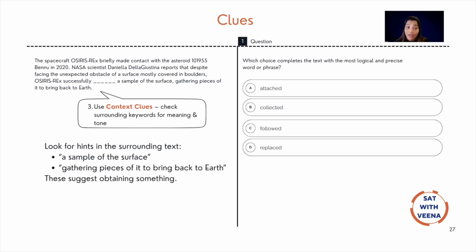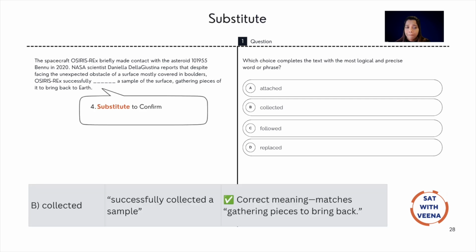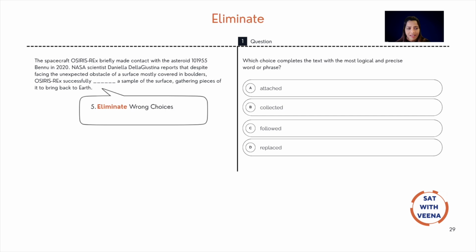The sentence says, gathering pieces of it to bring back to Earth. So clearly, the spacecraft obtained a sample. Step 4, substitute. Now test the options. Option B says collected, successfully collected a sample. That matches perfectly. Step 5, eliminate. The other options don't make sense: attached, followed, replaced. So the correct answer is B, collected.